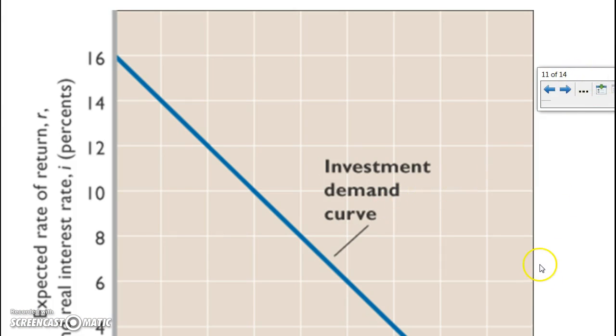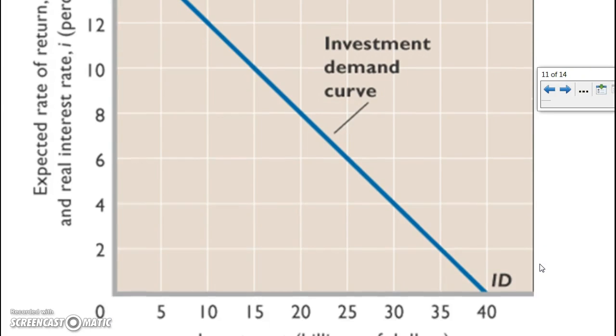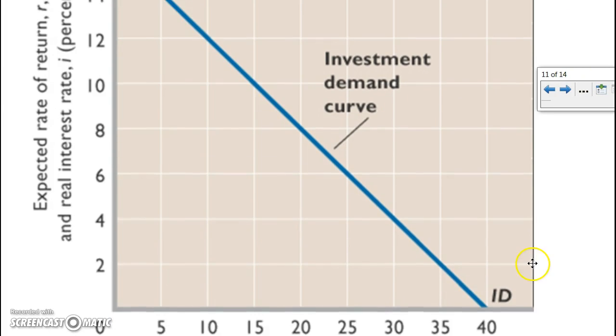So when a business makes a decision whether to invest or not, what they are doing is comparing the expected rate of return to the current interest rate. And if the current interest rate is 2%, they're going to say, wow, there's a lot of stuff we could do that would make that worthwhile, right? So investment's going to be very large. But if the interest rate is 12%, well, it's not worth borrowing money at 12% to invest in something that's only going to give you a very small return. So there are very few things that are worth borrowing at 12% to invest in. So the investment demand curve is going to be inverse to the interest rate.